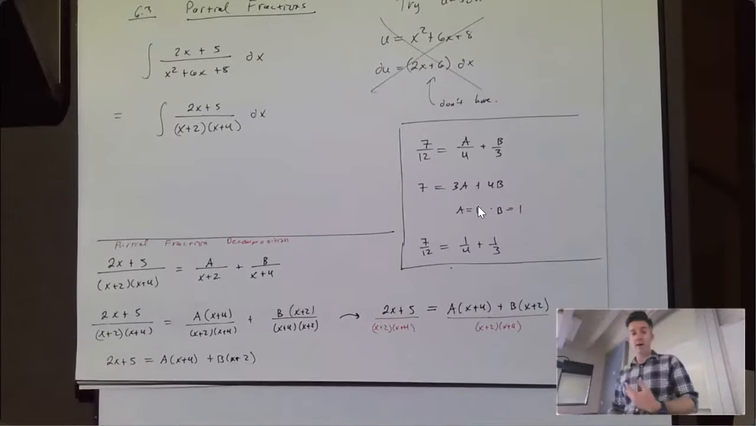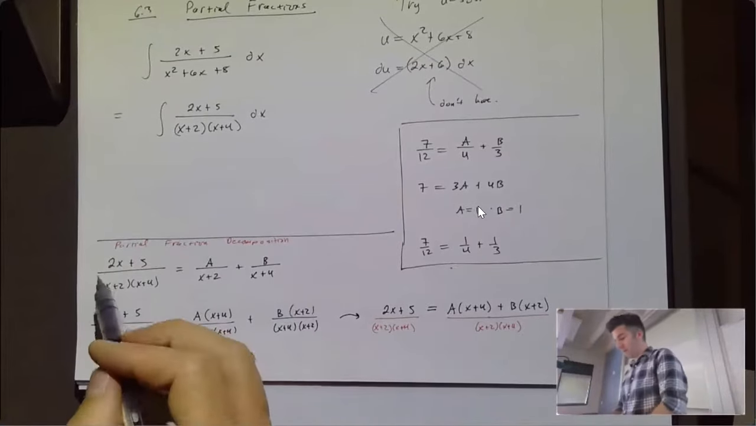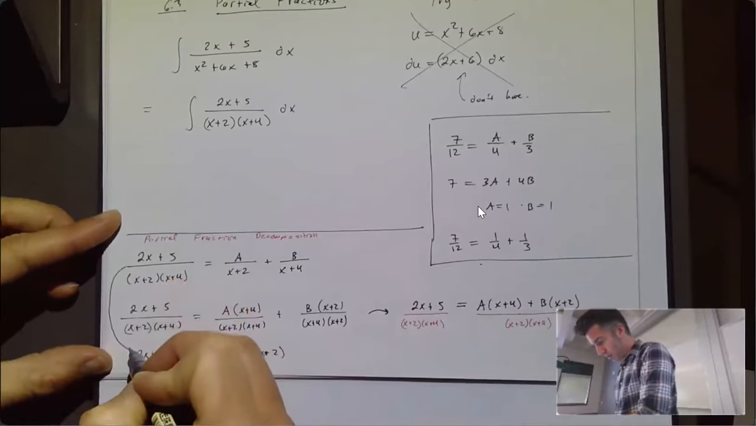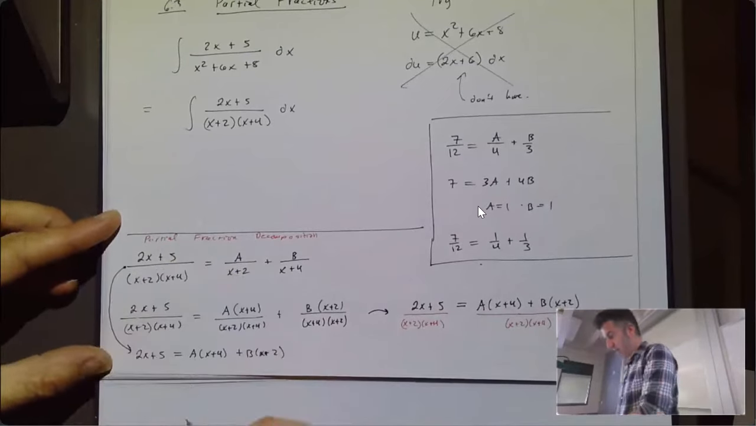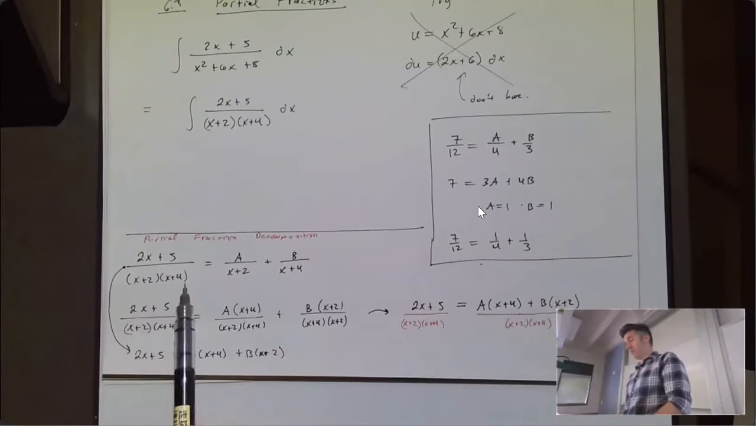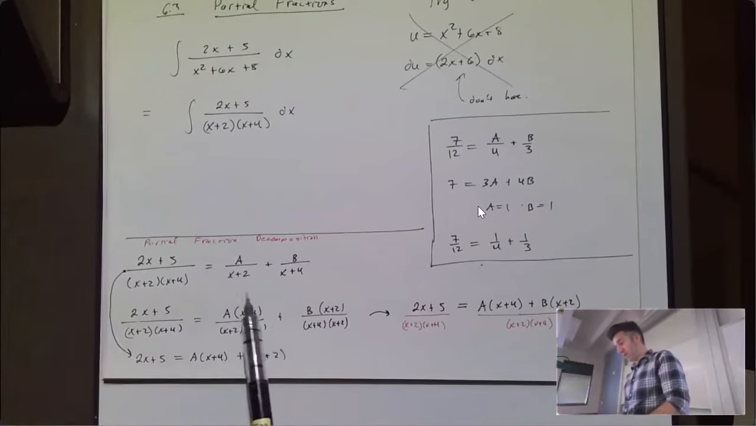And I will point out the normal way of getting from here to that actual equation that we want, is just to multiply both sides by the common denominator. So I multiply this side by x plus 2 times x plus 4. I get that. If I multiply this side by x plus 2 times x plus 4, I get a times x plus 4 and b times x plus 2.